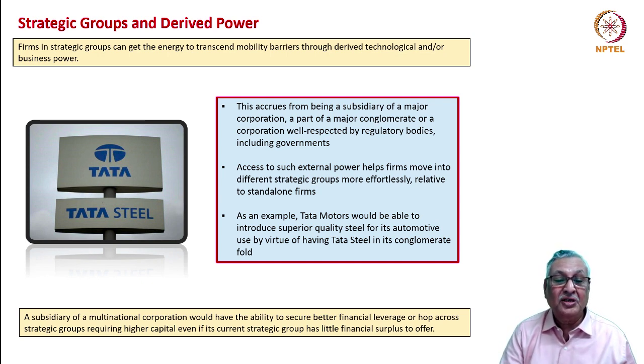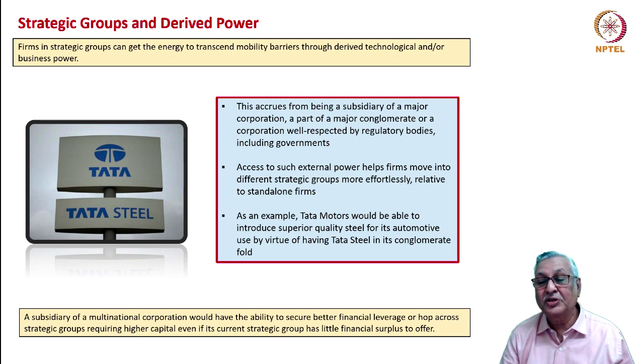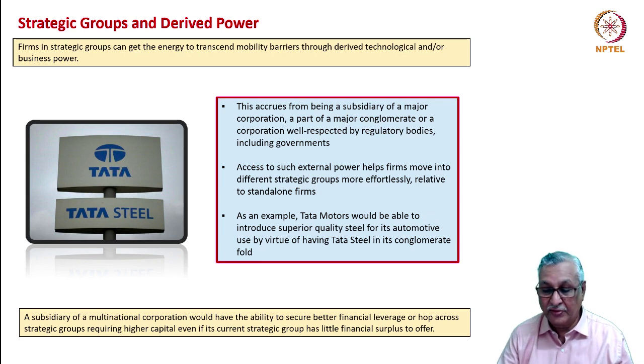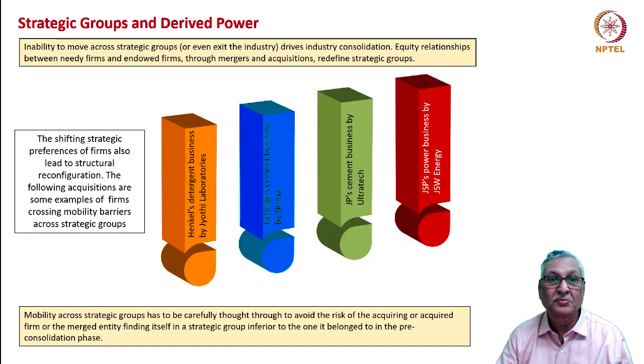A subsidiary of a multinational corporation would have the ability to secure better financial leverage or hop across strategic groups requiring higher capital, even if its current strategic group has little financial surplus power to offer. We have to look at strategic groups in terms of the derived power as well.